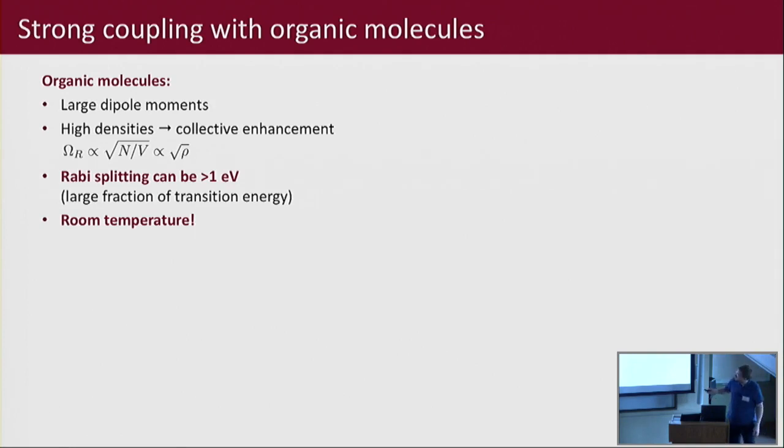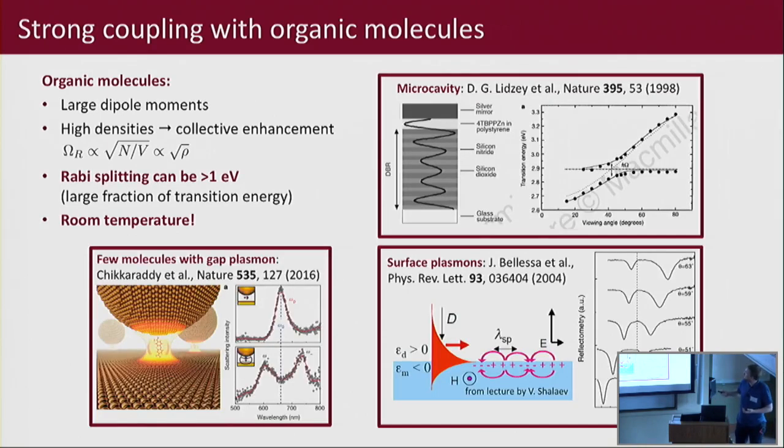And interestingly, since we saw that the single molecule coupling is proportional to the inverse mode volume of your cavity, if you assume that you fill the cavity completely, it means that the Rabi splitting really becomes proportional to the density of molecules. And that means that you get roughly the same Rabi splitting in very different physical systems. And that Rabi splitting can reach more than 1 electron volt.